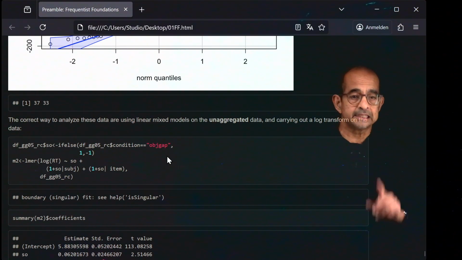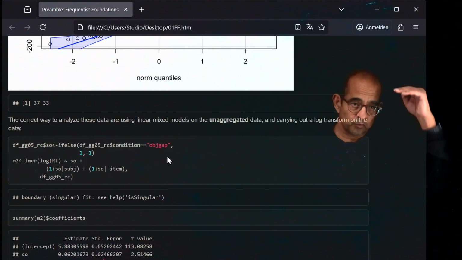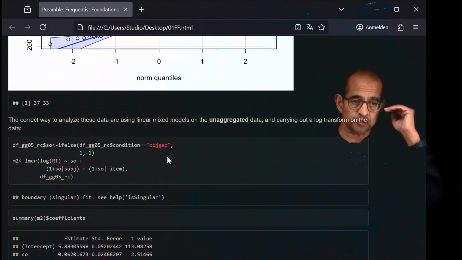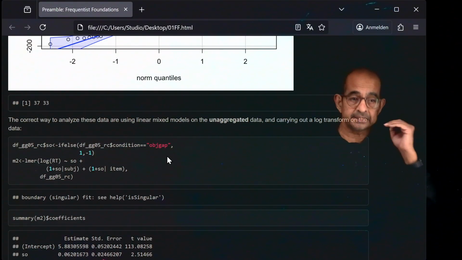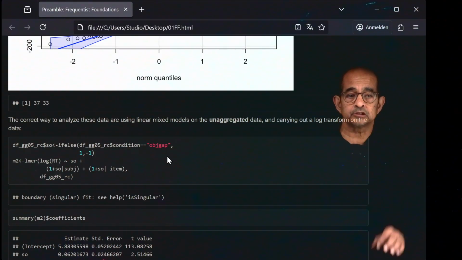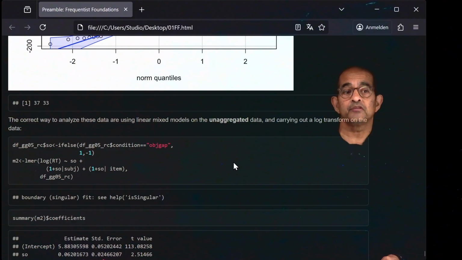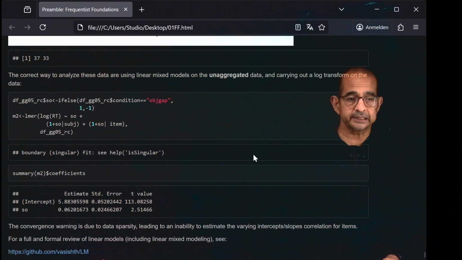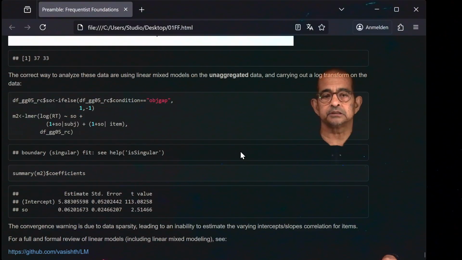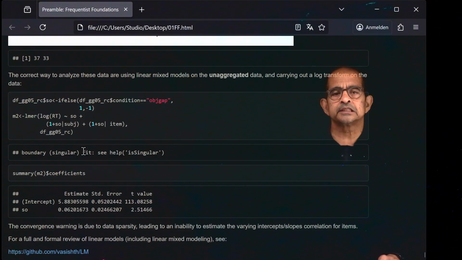So this time we are not working with the aggregated data. We are working with the full data set where we have 8 data points from each of the 42 subjects in each of the 2 conditions. So we have a total of 16 data points from each subject now, not 1 data point per condition from each subject. And what changes in this model is only the random effect structure.